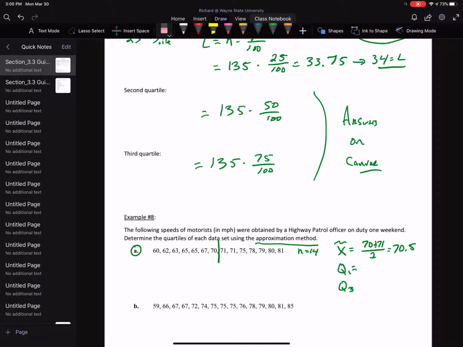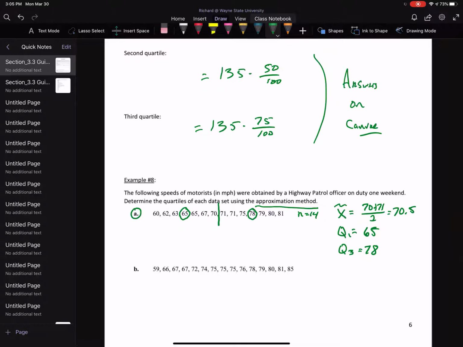So that means 65. That's the middle value. That's quartile 1. And then 78 here would be quartile 3. That's the median of the second half of the data. Okay, and so that's the approximation method. A little nicer than the other one, using the percentile method.